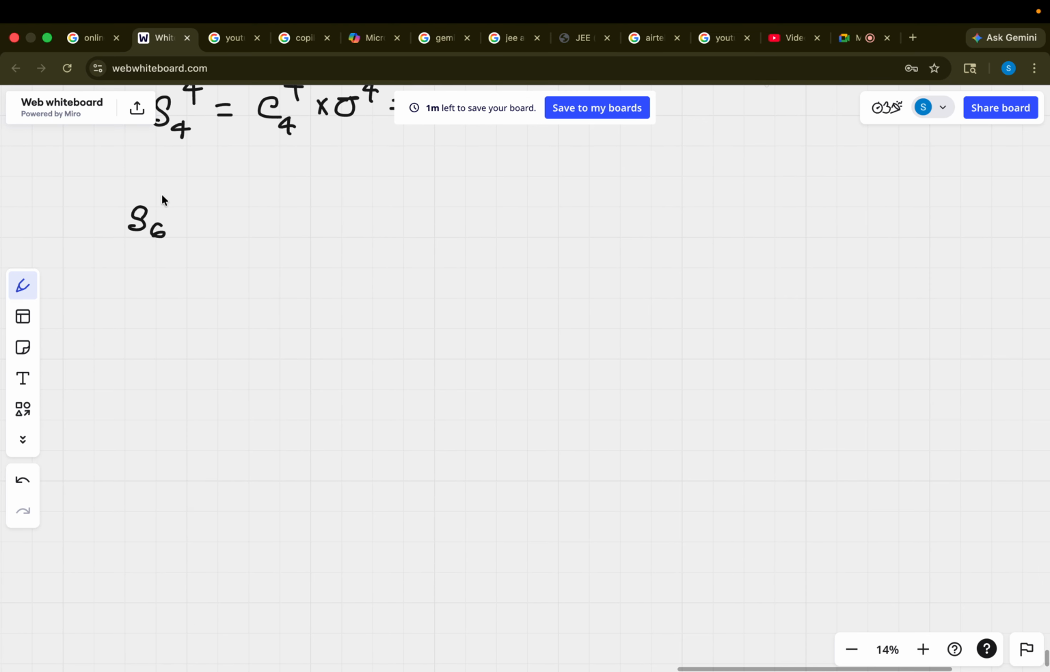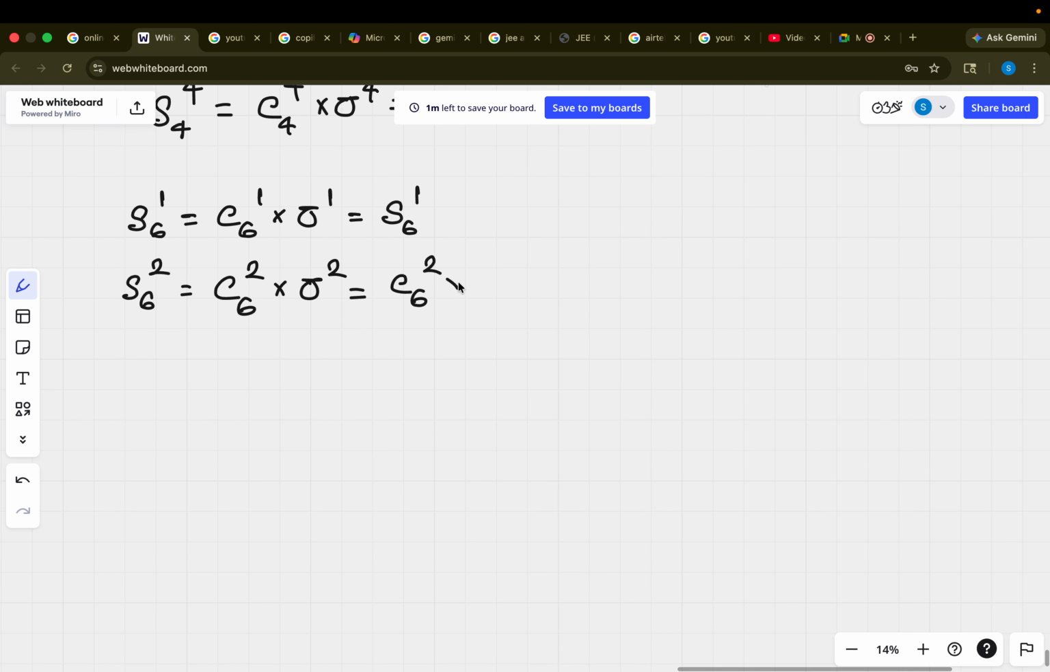Similarly, if I try for S6, so S6^1 means what? S6^1 means C6^1 into sigma to the power 1. So that will also be equal to what? S6^1. Suppose you have S6^2, so that is equal to what? C6^2 into sigma squared. So that means C6 squared into sigma squared means identical. So you just write down C6 squared.